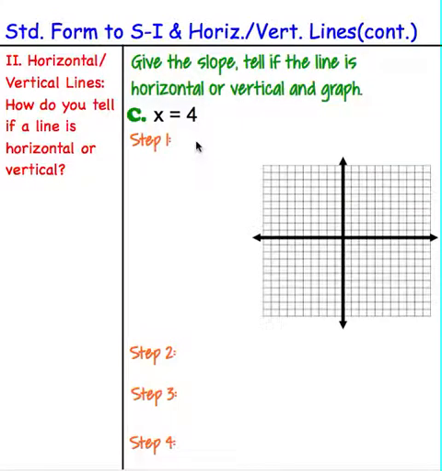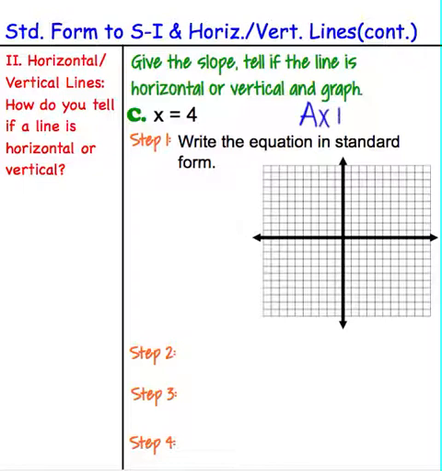Step one is going to be to write that equation in standard form. It'll be a little bit easier for you to see. So remember, standard form is ax plus by equal to c. So I see an x here, which means I have a 1 in front of that x. We don't have any y terms, so that's going to be 0 times y, because anything times 0 is 0, equal to c, which is 4. So we've got that first step.